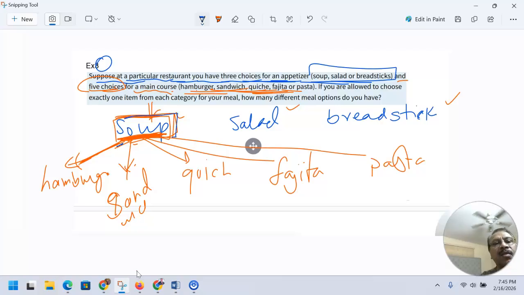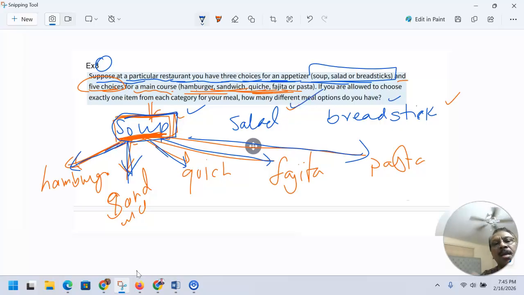If you are selecting soup, then you can select hamburger, sandwich, quiche, fajita, and pasta. So you have five options. So for the first option you have three, one, two, three, and for each one you have five. Likewise, selecting the soup, you have five options here.